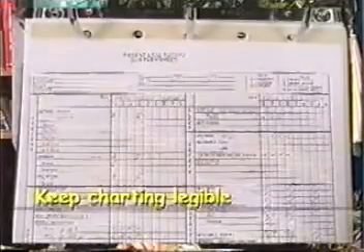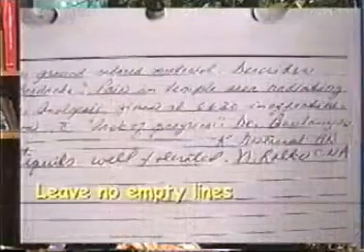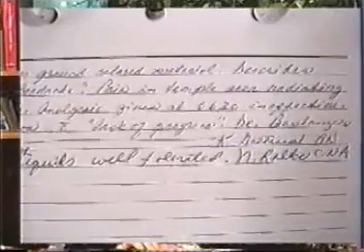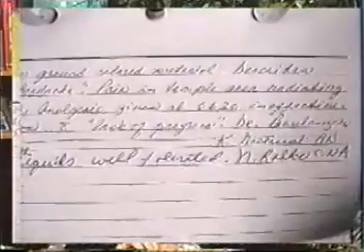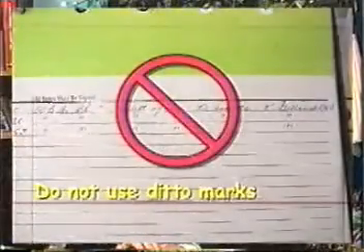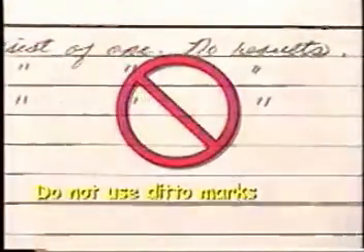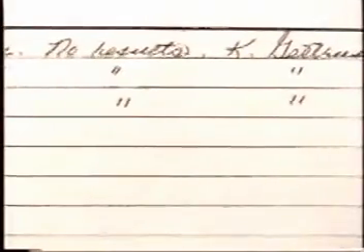Keep charting legible and either print or write clearly. Leave no empty lines or spaces. Draw a line through any blank space. This will prevent others from recording in a space that includes your signature. You are not permitted to use any ditto marks. So if you're going to be writing the same thing 2 or 3 different times, you need to write the words out in longhand or electronically. You may never use ditto marks.